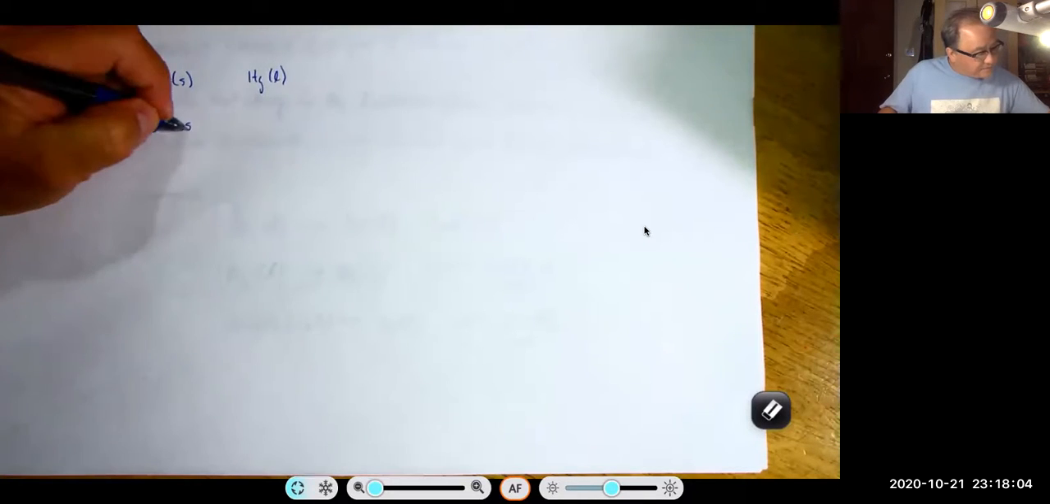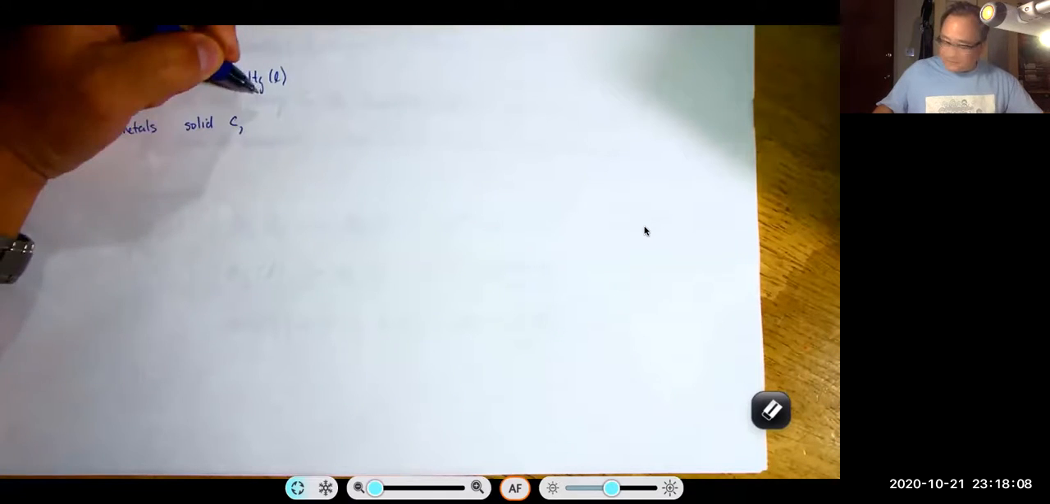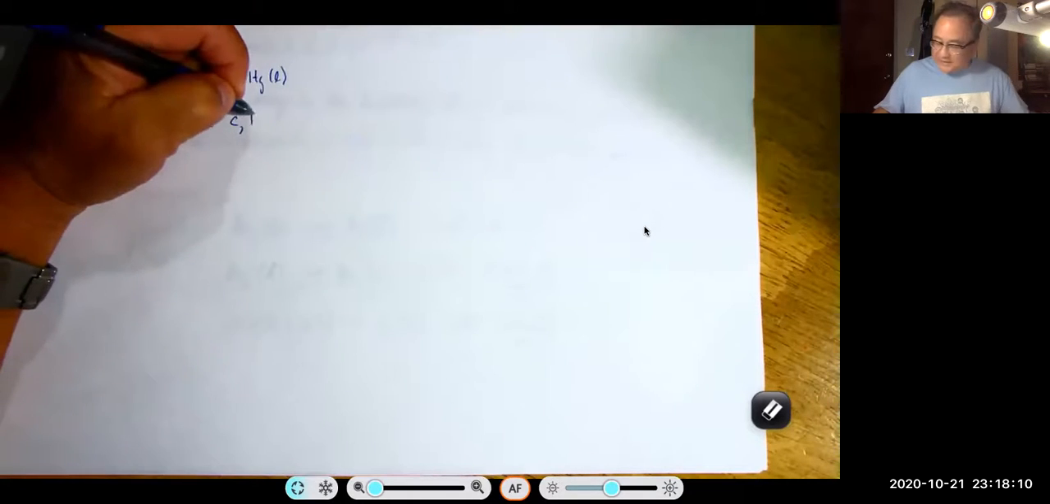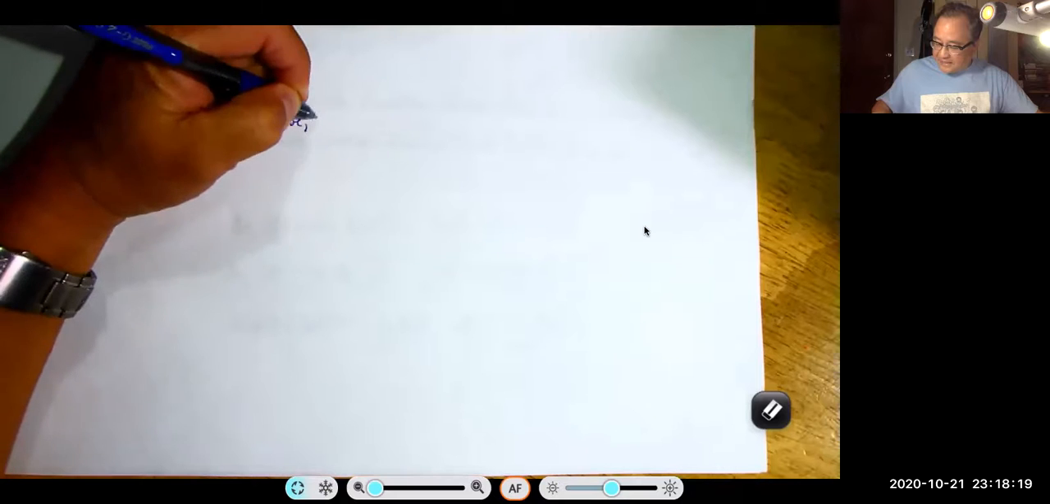First of all, carbon is a solid in its standard state. Phosphorus is a solid in its standard state. Sulfur is a solid in its standard state. Selenium is a solid in its standard state. Iodine is a solid in its standard state.